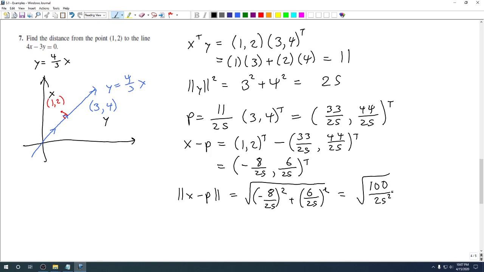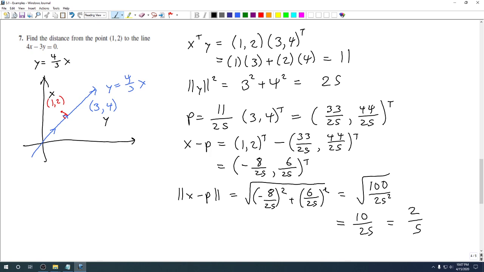100 is 10 squared, so we can actually cancel out the square root. This is 10 over 25, or if we cancel a 5, we get 2/5. So that distance there is only 2/5. So like I said, it's pretty close. It's not even 1 unit away. It's only 0.4 units away. So pretty close to the line.